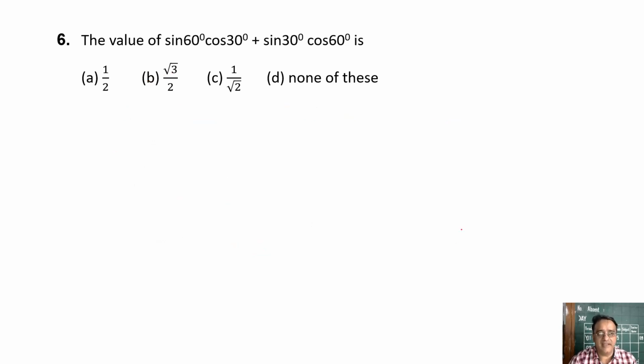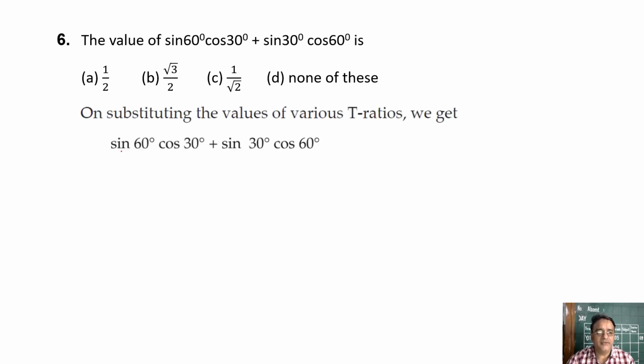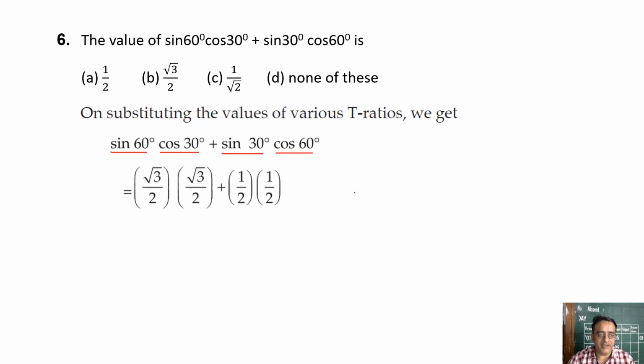The value of sin 60 degree cos 30 degree plus sin 30 degree cos 60 degree is. So here also we are going to substitute all the values of trigonometric ratios. So first sin 60 is root 3 by 2, cos 30 is root 3 by 2, sin 30 is 1 by 2, cos 60 is 1 by 2. So after substituting, we'll get this step. So this will become 3 by 4 and this will become 1 by 4.